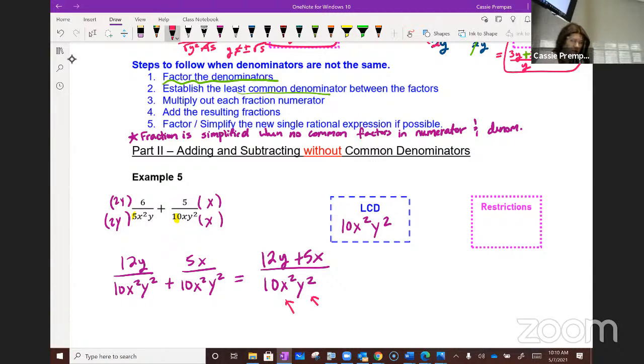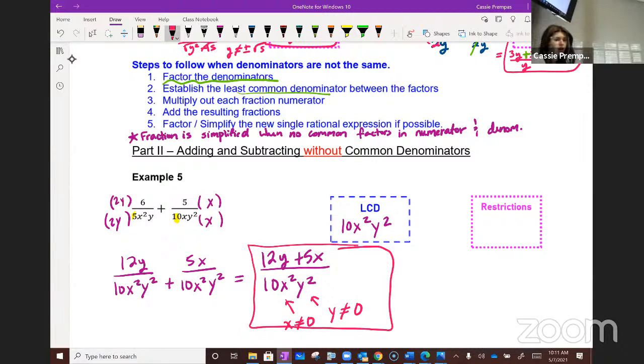What can x not be? 0. And what can y not be? 0. Perfect. So I know I have a little box for restrictions there, but this would be our answer. 12y plus 5x over 10x squared y squared. I cannot cancel the y's because of that plus sign. I cannot cancel the x's because of that plus sign.